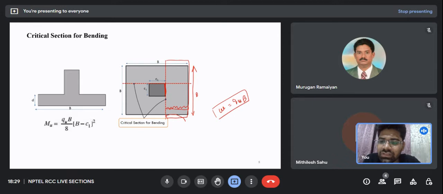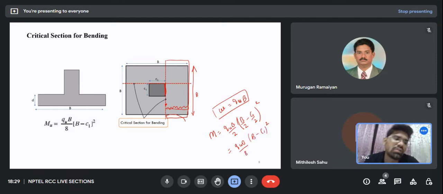And now based upon this UDL value, you have to calculate the maximum moment at this critical section. So moment will be what? Qu into B, and WL square by L, where L is B by 2 minus C1 by 2. So this is L square by 2. So QB, if I bring this out from the square, it will be 8. So this is the way I get this formula.